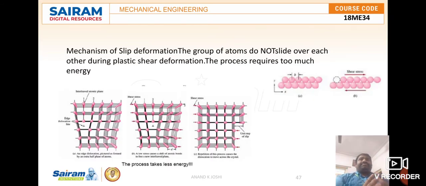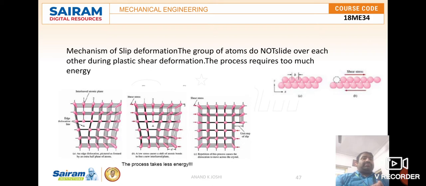Okay, so the plastic deformation by twinning and slipping action will be taking place in various regions. Let us discuss the mechanism of slip deformation.